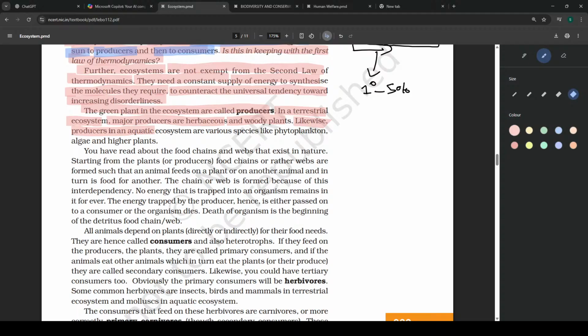Likewise, producers in an aquatic ecosystem are various species like phytoplankton, algae, and higher plants. You have read about the food chains and webs that exist in nature. Nothing much important here, just very basic information. They're just saying the major producers are herbaceous and woody plants in a terrestrial ecosystem, then planktons and algae or higher plants in an aquatic ecosystem.